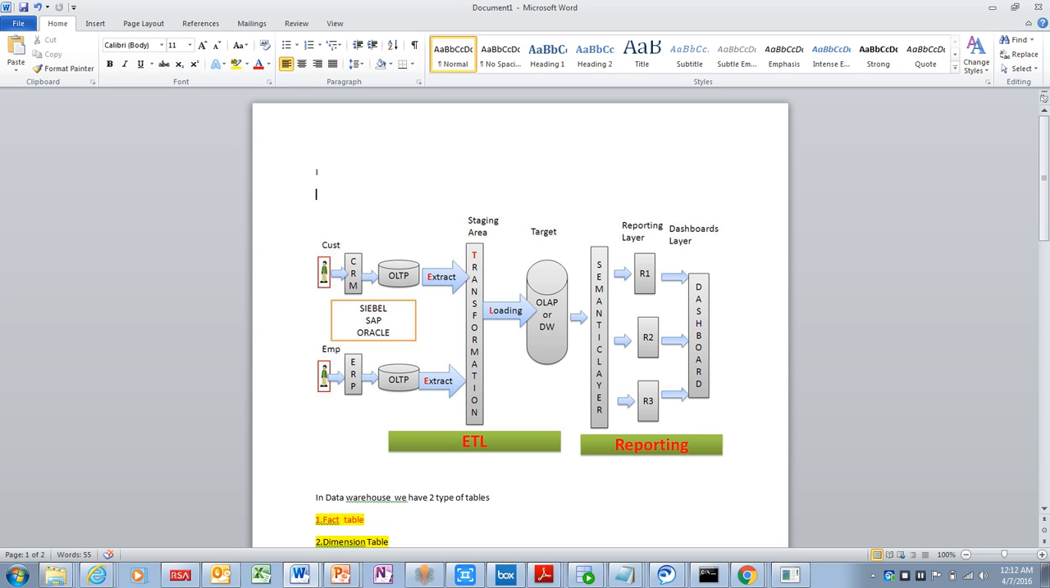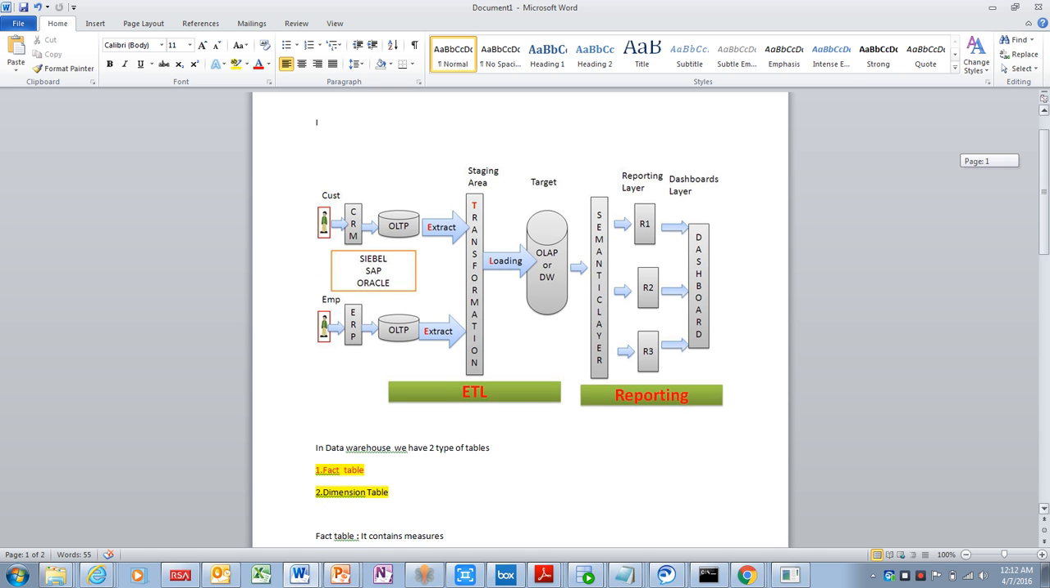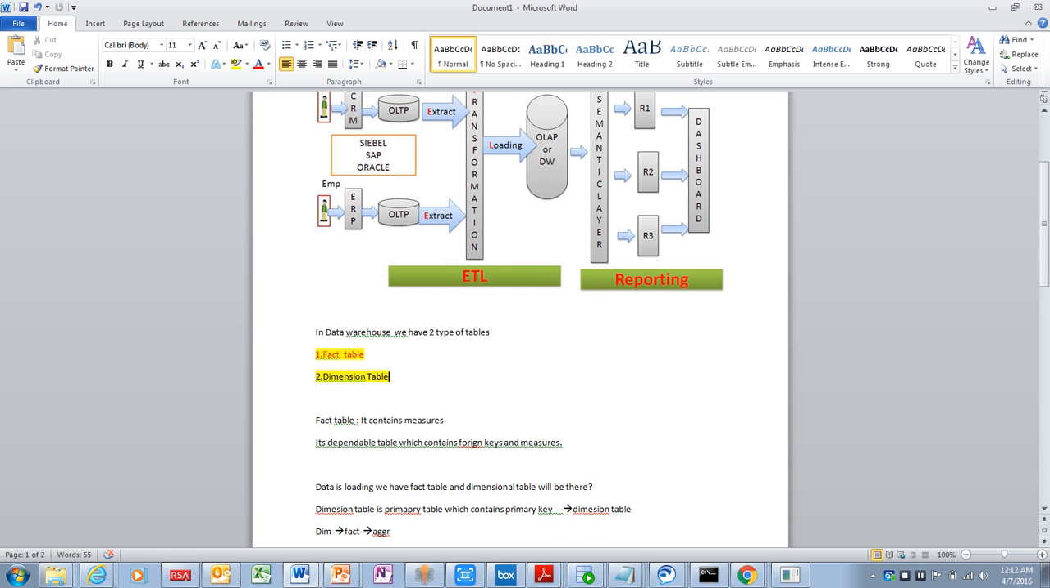Coming to the data warehousing, we will discuss a little bit of the inner side today. In a data warehouse we have two types of tables: one is a fact table, another is a dimension table. Let me discuss what a fact table is and what a dimension table is. In simple terms, a fact table contains measured values. A dimension table contains descriptive values. But I want to give a little of the inner side, how to identify which is the fact table and which is the dimension table.